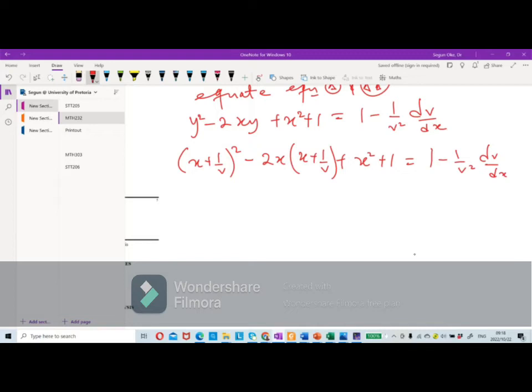So how do we expand this one? The same way we did the other time. What's the value? x squared plus 2x over v plus 1 over v squared, minus 2x squared minus 2x over v plus x squared plus 1 equals 1 minus 1 all over v squared dv dx. Do we agree?